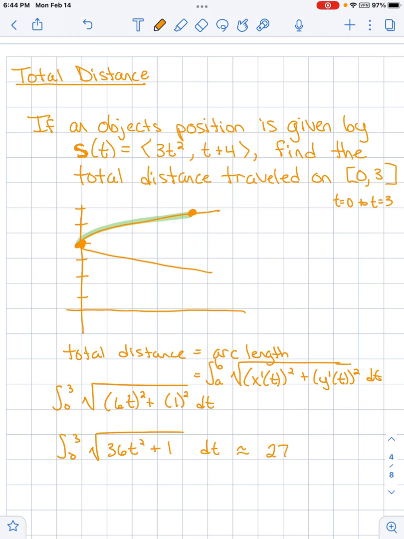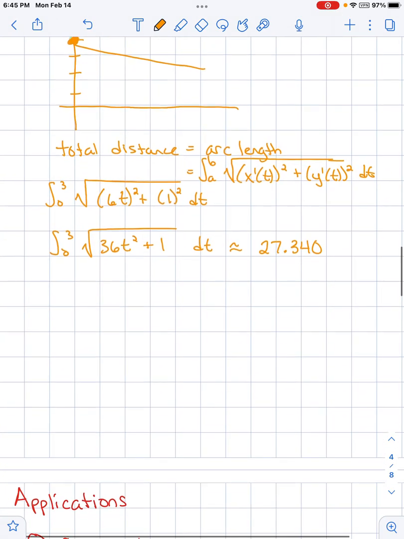Now if you put that into your calculator, you end up with 27.340 meters, feet, whatever the units are. So the length of that arc is 27.340 meters, or whatever it's measured in. Okay, so that's a second use or second application for the derivative of a vector valued function.